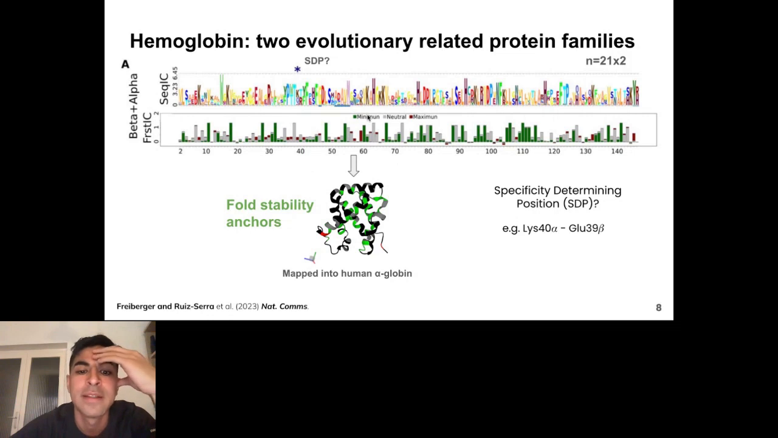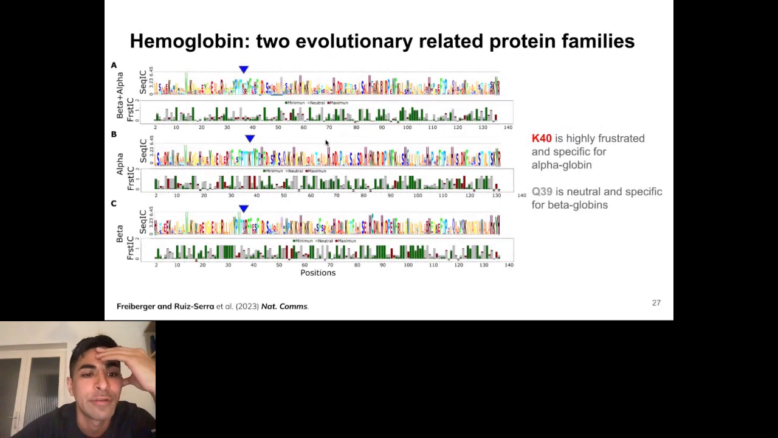So when we split this data set into two, into alpha and beta, then we observe that certain positions start to be conserved and highly frustrated. And they are not the same positions in alpha and in beta. In the position that I just mentioned, for example, the lysine actually is specific for alpha globin, whereas the glutamine here is specific for beta.